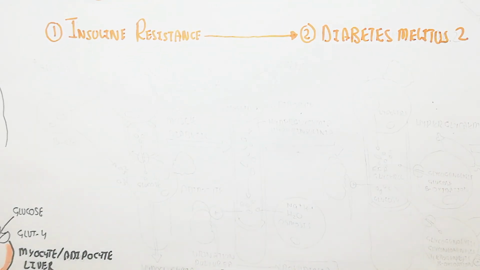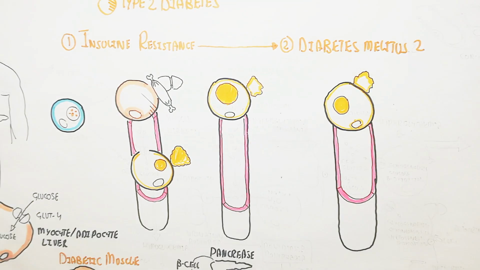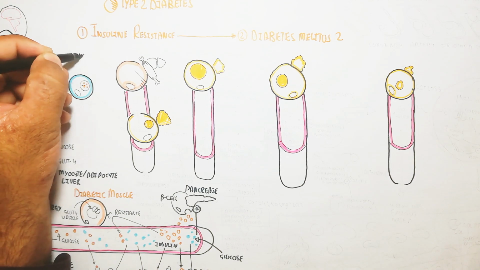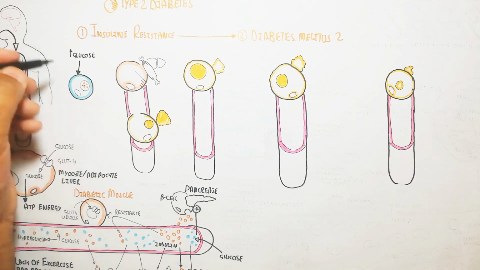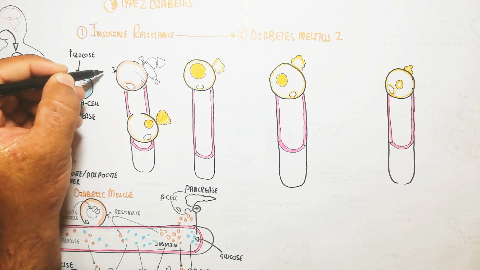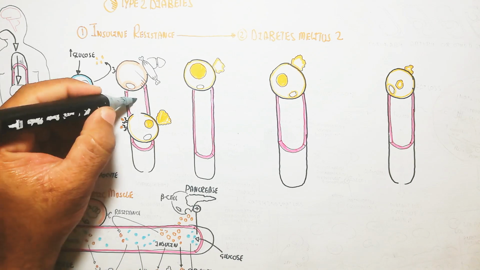In this way, let's understand the whole story of how it progresses from pre-diabetic to insulin resistance and then diabetes mellitus. In the pre-diabetic person, the pancreas works normally, and some receptors in the muscle will work but some will not. Here you can see this is the receptor, and this is the fat, the adipocyte.